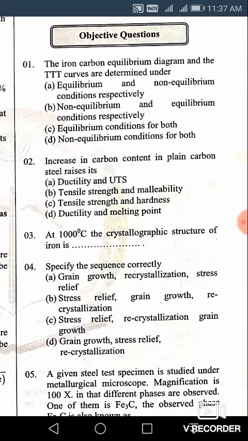Today we are going to see some objective questions on what we have learnt so far. Till yesterday we have completed phase diagrams, so we are going to see some objective questions which are very important from all your examinations, maybe academic or your competitive examinations.